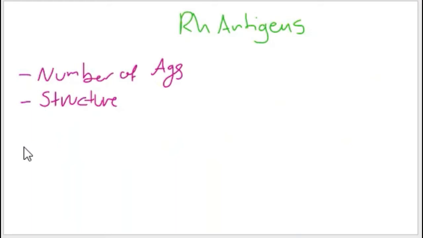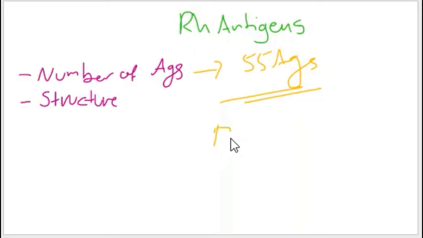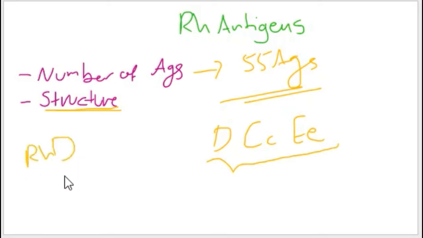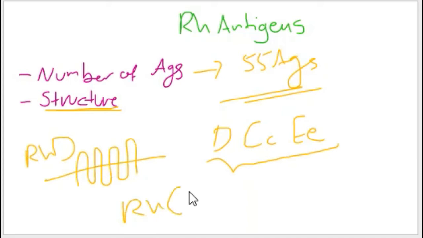There are a large number of antigens in the system, and according to ISBT, there are 55 antigens that belong to this system. The most important one is D, and there are another 4 important antigens, which are big C, little c, big E, and little e. These are the 5 principal antigens. These antigens are present on the RHD protein. Also, some of them are present on the RHCE protein, which is located on the red cell membrane.